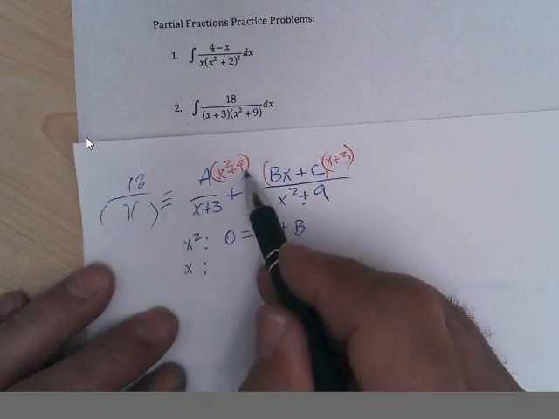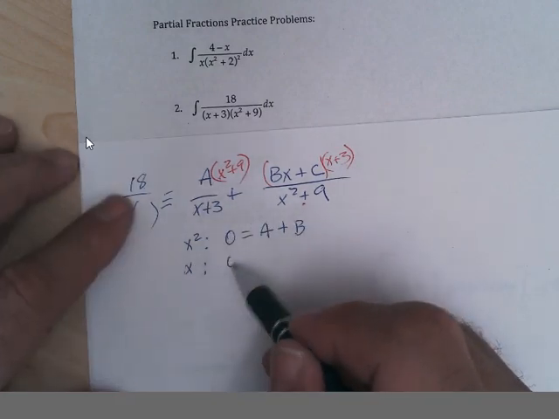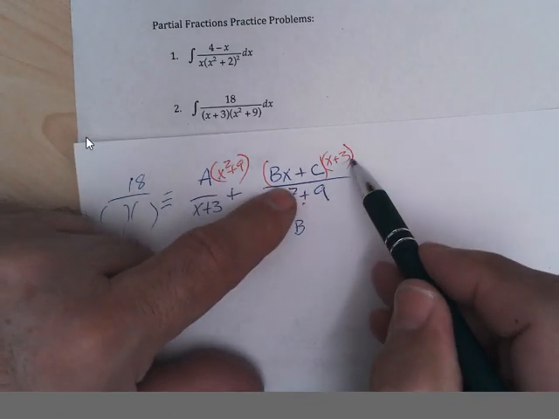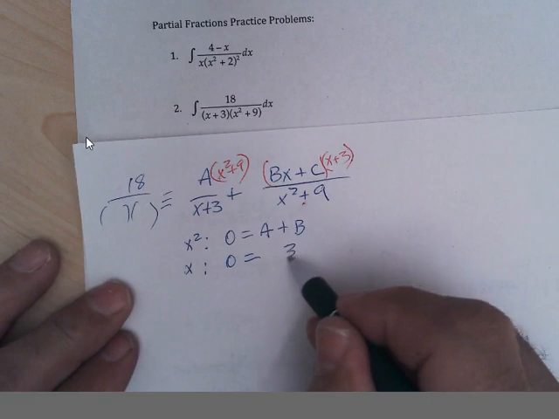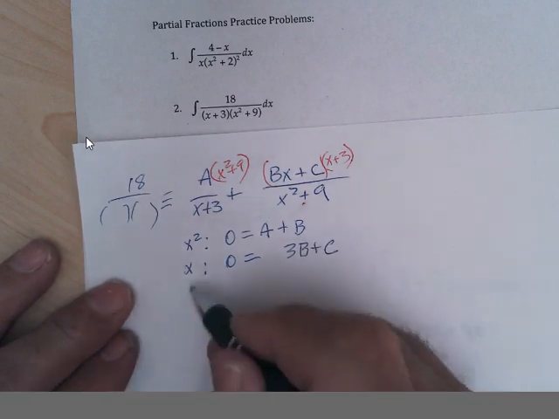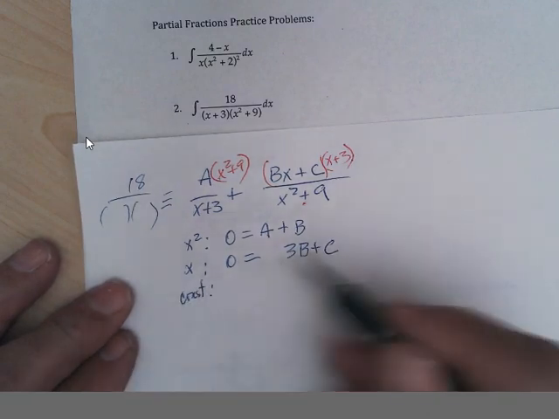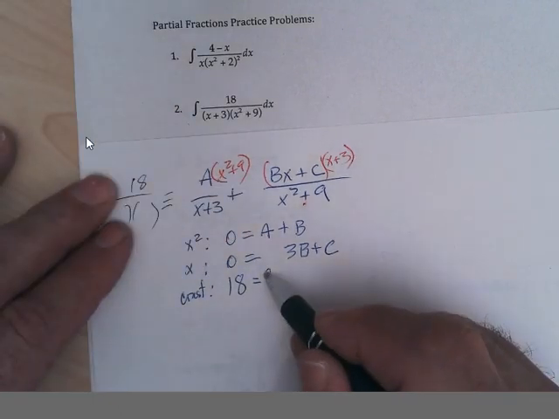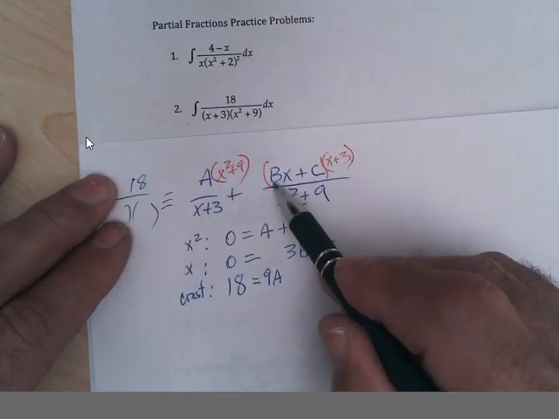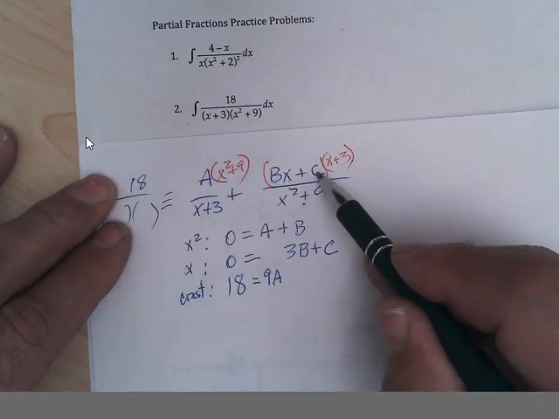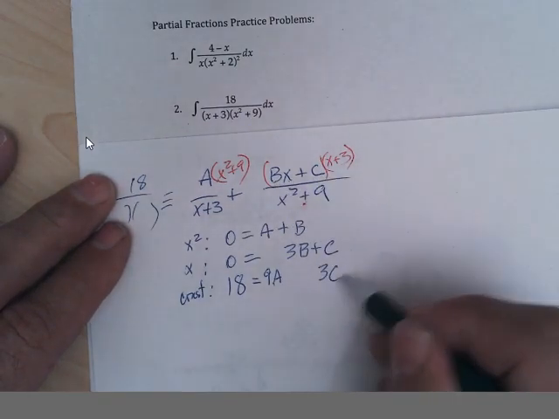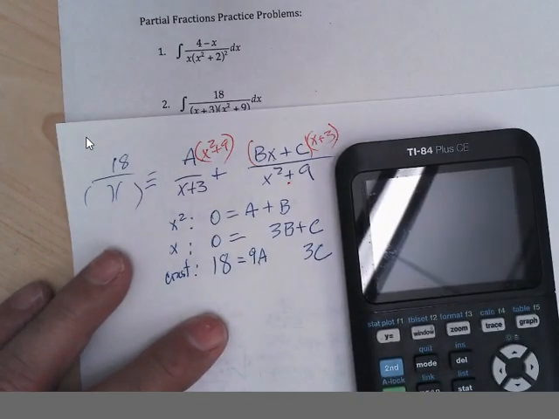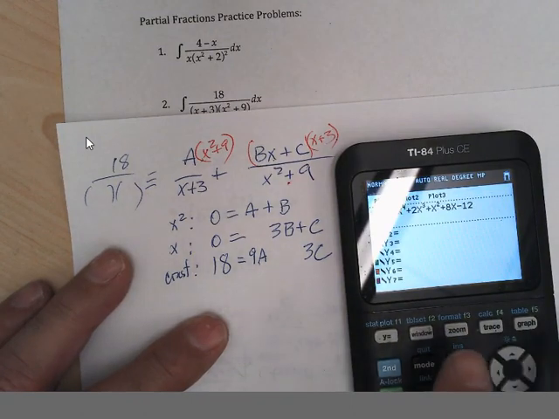x's. I have none. Over here, I have none there. And I have 3B plus C. And I have the constant. And I have 18. And I have 9A. And no B's because they have x's, and 3C. I'm going to do matrices on this one. I could probably do it otherwise, but let's just do matrices here just so you can see it.